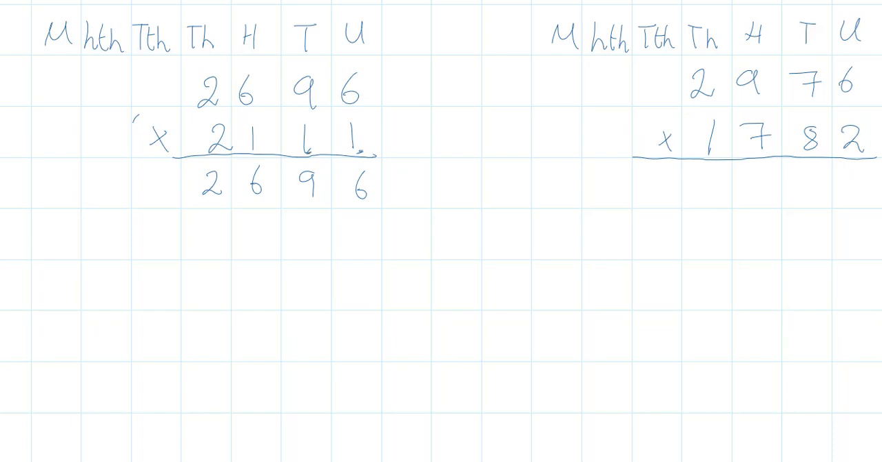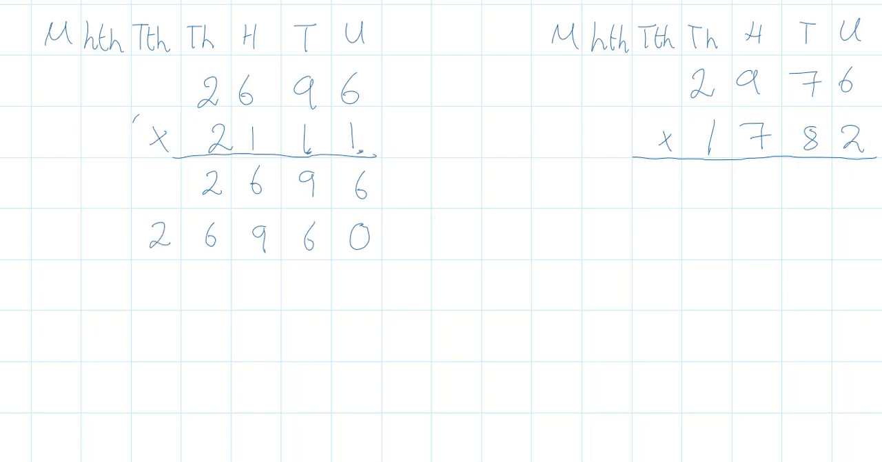So I'm going to multiply by the tens. I have to insert a 0 here. And so 10 times 6, well, that gives me 60. 10 times 9, that gives me 900. 10 times 600 gives me 6,000. And 10 times 2,000 gives me 20,000.